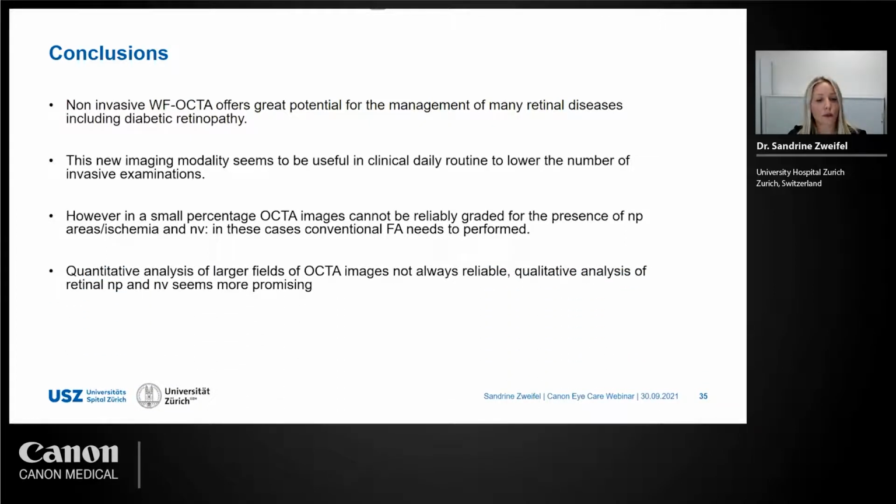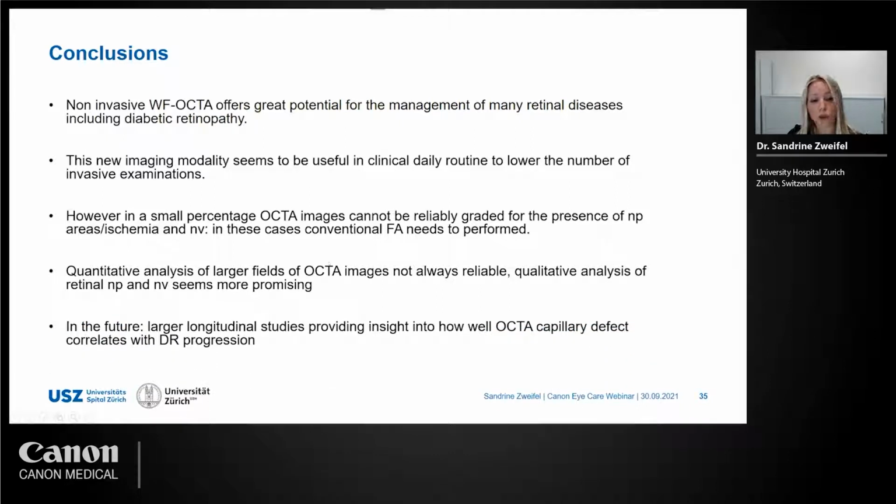Quantitative analysis of larger fields of OCT images is not always reliable, so you should be careful. However, qualitative analysis of retinal non-perfusion and neovascularization using OCTA seems more promising. In the future, larger longitudinal studies providing also insight into how well OCTA capillary defect correlates with the periphery and with DR progression are needed.